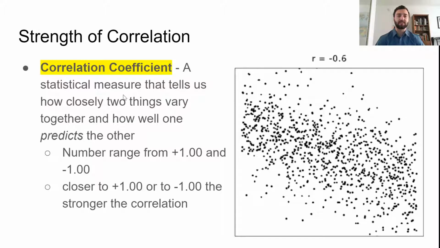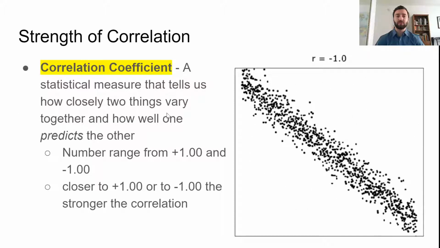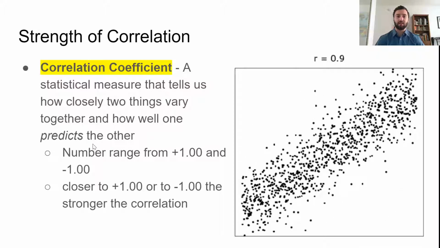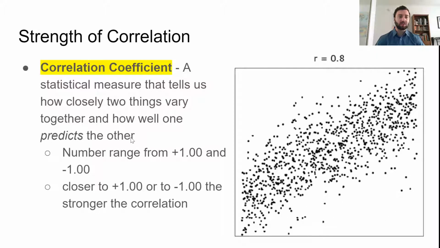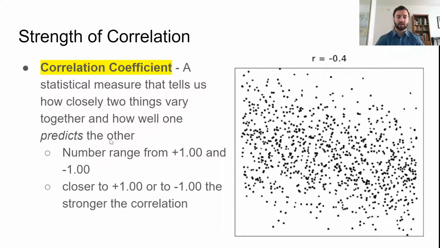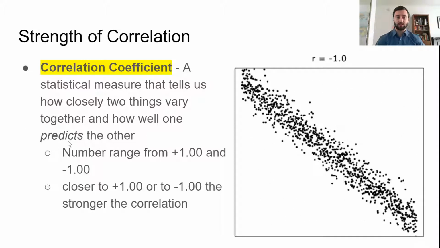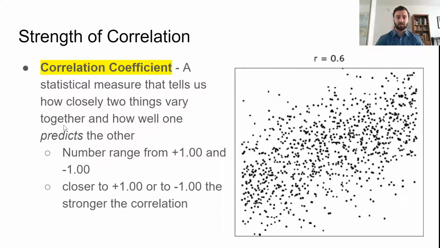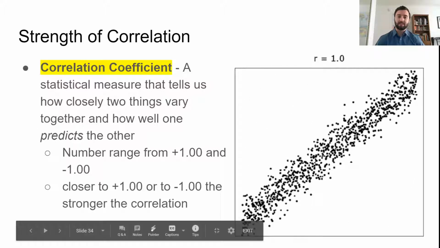This is a statistical measure that tells us how closely two things vary together and how well one predicts the other, right? This is a key term in how we think about correlational studies: they predict each other. They don't necessarily cause each other, but they predict each other, okay? And we see that through this kind of line.